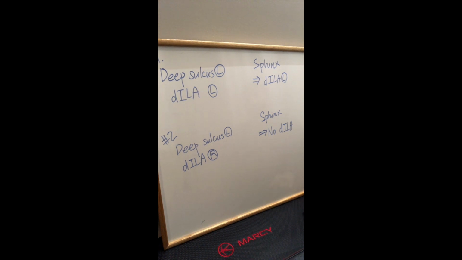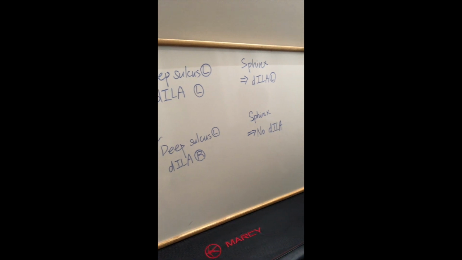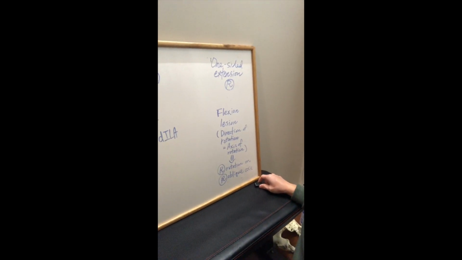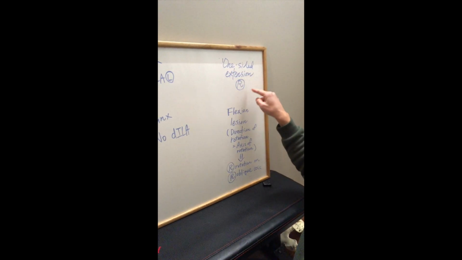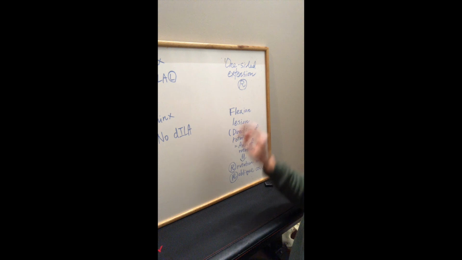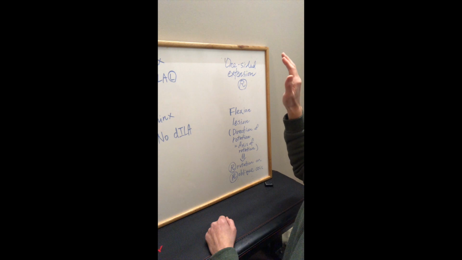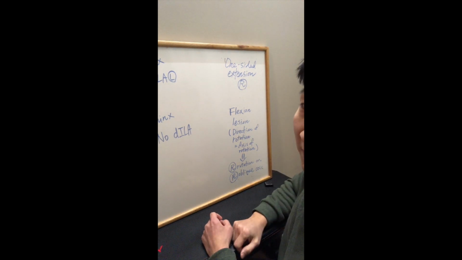And now we know that deep sulcus was on the left and it's extension-based lesion. So what is the classification for this lesion? Pause the video and think about it before I give you an answer. It will be one-sided extension on the right side, because deep sulcus was on the left, but it's because the right side was extended and left side felt like it was deep sulcus.